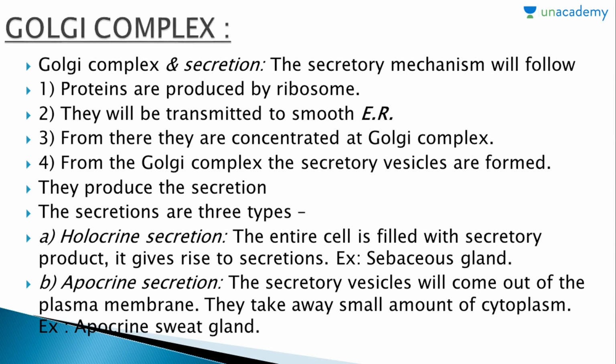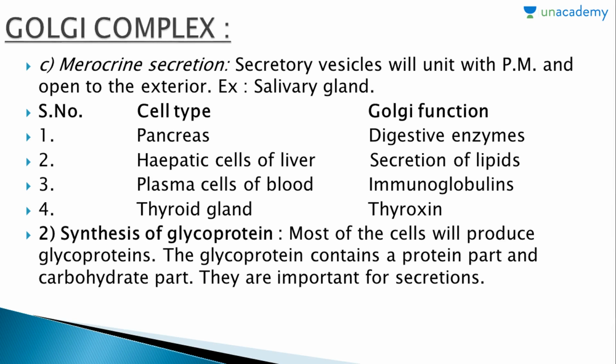Now the Golgi complex and secretion. The secretory mechanism follows these processes. Firstly, proteins are produced by the ribosomes. Then they are transmitted to the smooth endoplasmic reticulum. From there, they are concentrated at the Golgi complex. From the Golgi complex, the secretory vesicles are formed. They produce the secretion. These secretions are of three types: first is holocrine secretion, second is apocrine secretion, and the third is merocrine secretion.